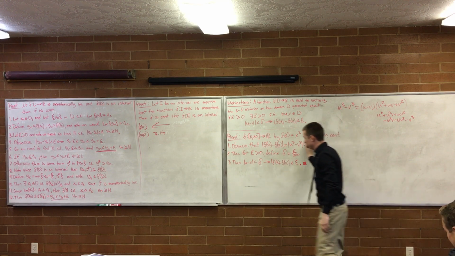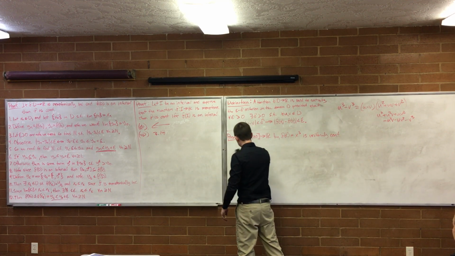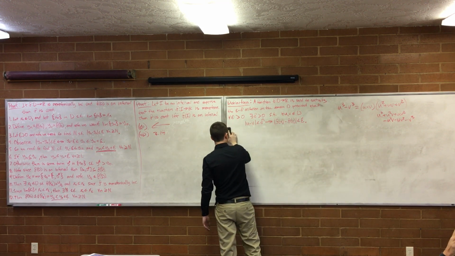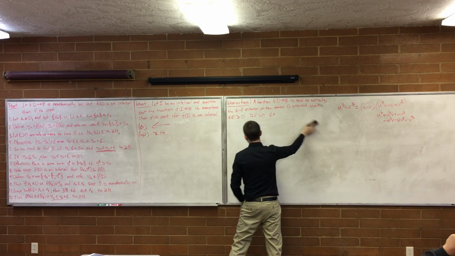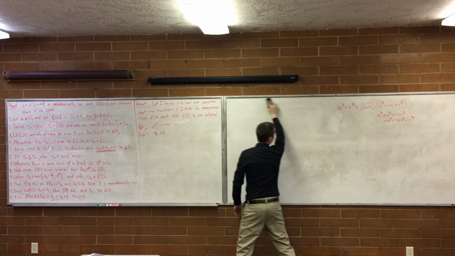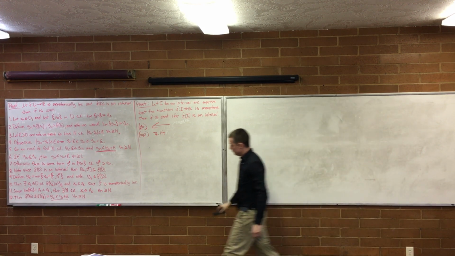What does it mean for a function to be 1 to 1? Every x input has a unique y output. That is what it means to be a function. Every y output has a unique x input.